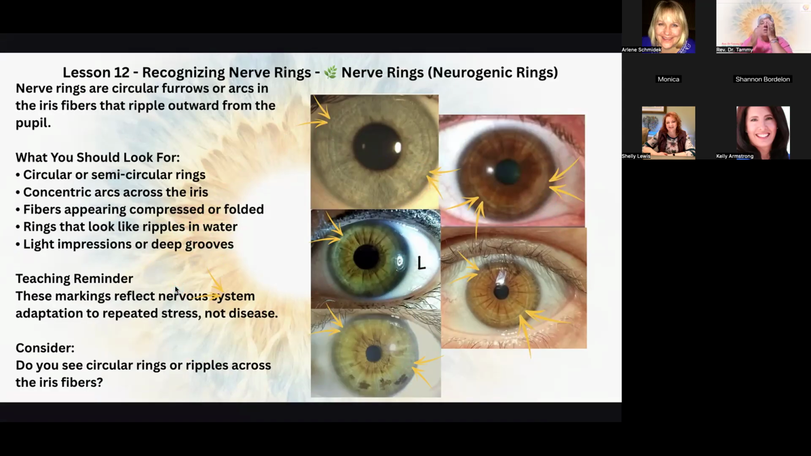I had a little girl, Mom sent me her eye pictures, and they were beautiful brown eyes. But she was only 12 years old, but she had nerve rings in every zone, and they went outward. And when I asked her mom, I said, is your daughter dealing with a lot of anxiety and just can't seem to calm down, and everything makes her nervous? She's almost paranoid to go outside or be around people. She goes, oh my God, how'd you know? I went, well, she's got lots of little nerve rings. It's letting me know that this little child is holding everything in.